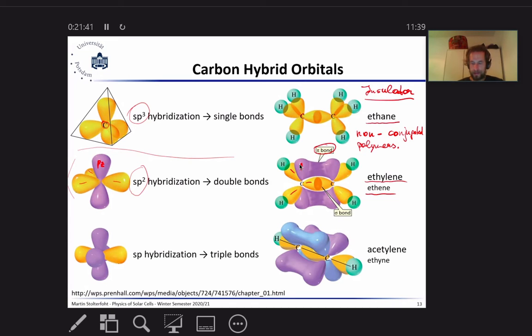And this forms a conjugated polymer. So that's very important because this is semiconducting. Sorry, writing is not really nice yet. I think you know what I mean. Semiconducting.